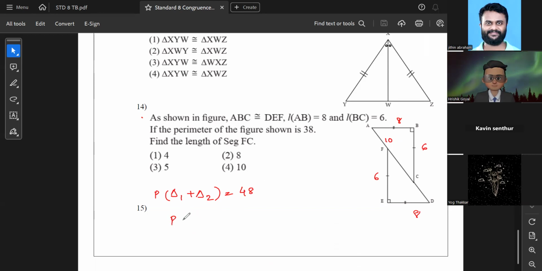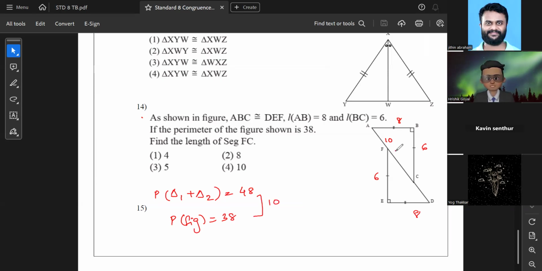Now, perimeter of this particular figure. Okay, I'm not able to hear you, so I'm continuing my explanation. Perimeter of this particular figure is 38, they have said. So we'll do 48 minus 38. 48 minus 38, we'll get 10 when we subtract.